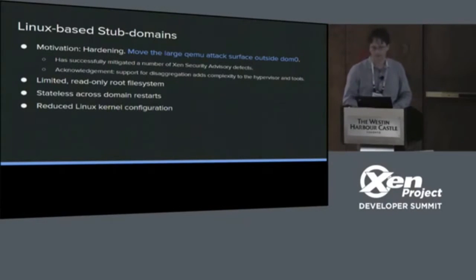The stub domains that we use in OpenXT are a little different than stub domains used in some other Xen projects, in that we use a full Linux operating system in that domain. It has a read-only root file system. It's reset whenever the domain restarts. There's no persistent state there. And we've used a reduced Linux kernel configuration in order to chop out as much as we can from that Linux kernel of stuff that we don't need in there.